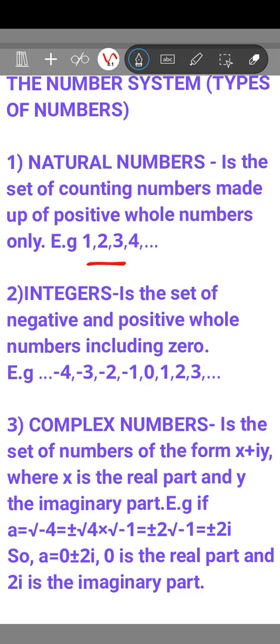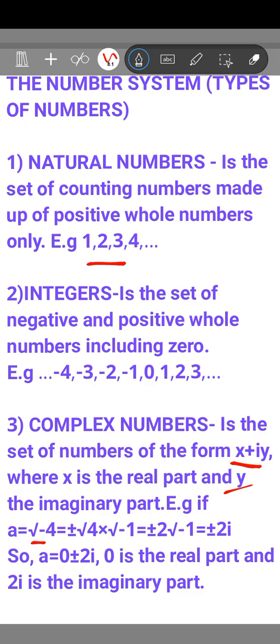The next one is a set of complex numbers. A complex number is divided into two parts, the real part and the imaginary part. When we talk about a complex number, we are talking about numbers in the form x plus iy, where x is the real part and y is the imaginary part. Example, suppose we want to take the square root of a negative number, minus 4. Please take note that we often talk about a complex number as a result of trying to take the square root of a negative number, because the square root of a negative number often leads us to something imaginary, thus leading us to a complex number.